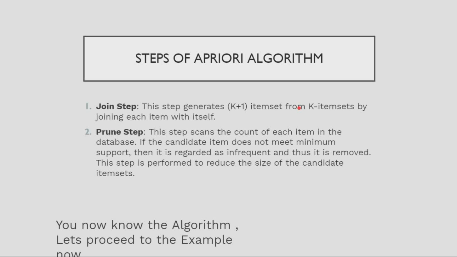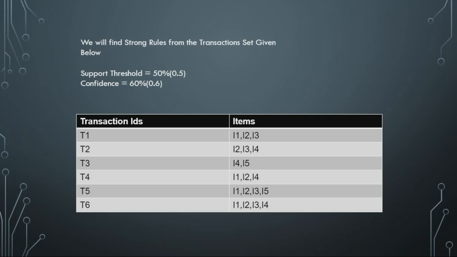Steps of the Apriori algorithm. There are basically two steps: a joining step and a pruning step. In the joining step, we are basically generating k plus 1 item sets from k item sets by joining each item with itself. And if there is an item that does not meet the minimum support, it will be infrequent and it will be removed. The basic idea is to reduce the size of the candidate item sets that will be generated. Now that we have an overview of the algorithm, let's look at an example.